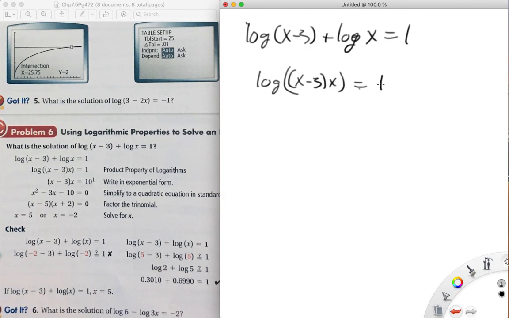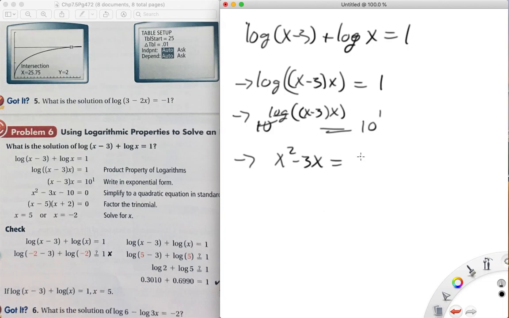Again, I can raise both sides to the 10. So this is going to be 10 to the log of x minus 3 times x, and that's going to equal 10 to the 1, which is just 10. These two go bye-bye. I'm left with, and I'm going to distribute that, so I have x squared minus 3x equals 10.